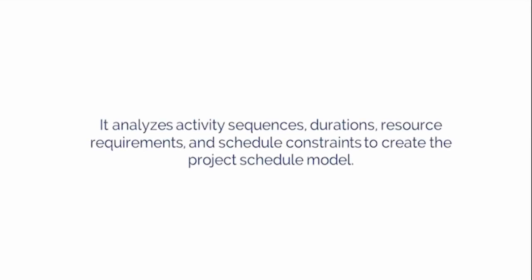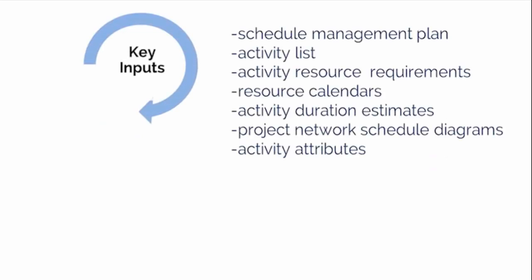Develop schedule is the 6th process, and it analyzes activity sequences, durations, resource requirements, and schedule constraints to create the project schedule model. The key benefit of this process is that by entering schedule activities, durations, resources, resource availabilities, and logical relationships into the scheduling tool, it generates a schedule model with planned dates for completing project activities. The key inputs are the schedule management plan, activity list, activity attributes, project schedule network diagrams, activity resource requirements, resource calendars, and activity duration estimates.